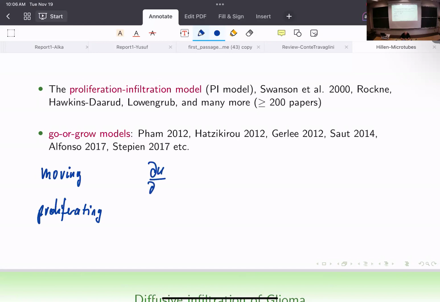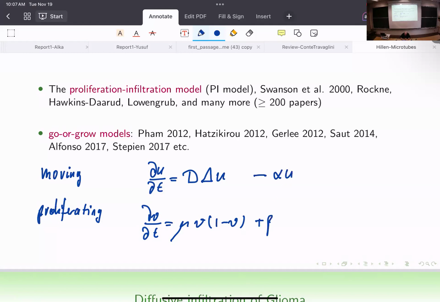So then we have du by dt. This is moving, so we do a diffusion term here. And dv by dt, this is reproducing, mu v (1 minus v), not moving. And then we have transitions between those. So we have minus alpha u here, and they go here, plus alpha u, and then they're leaving this compartment, minus beta v, and then plus beta v here. So the alpha and beta are the transition rates between these compartments, and the top compartment is only moving, and the bottom compartment is only cell division, reproducing.